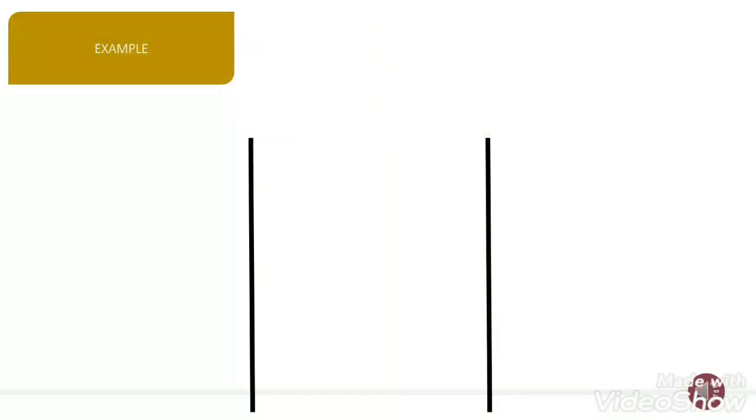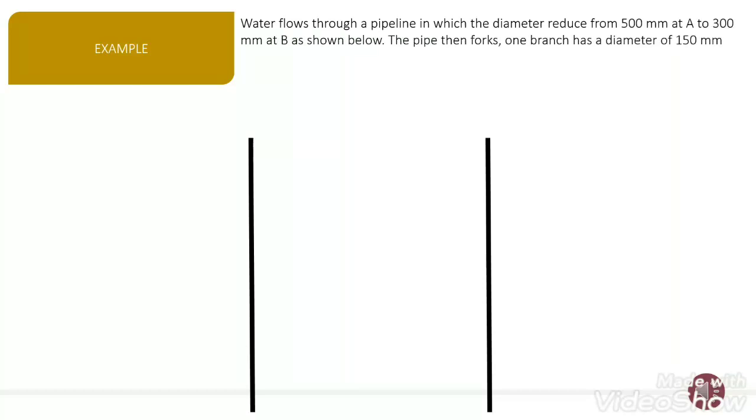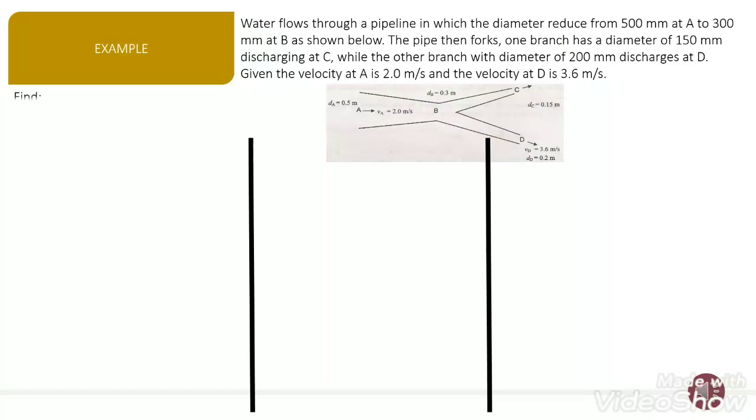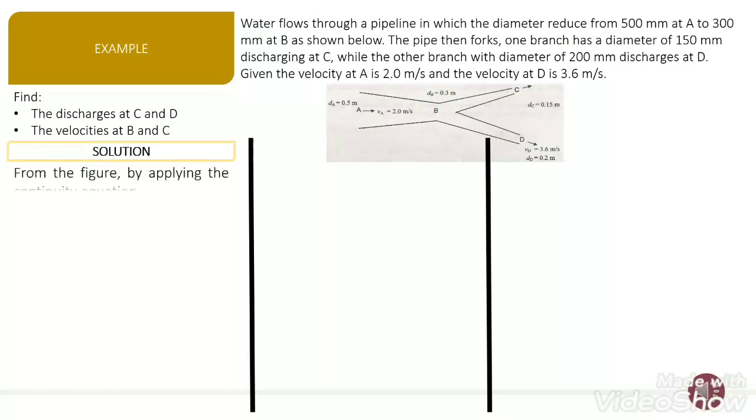The last example, the water flows through A, B, C, and D. At A the diameter is 0.5 meter, at B the diameter is 0.3 meter, at C the diameter is 0.15 meter, and at D the velocity is 3.6 meter per second and the diameter is 0.2 meter. The question asks to find the discharges at C and D and the velocities at B and C. From the figure, by applying the continuity equation, QA is equal to QB, which is equal to QC plus QD.